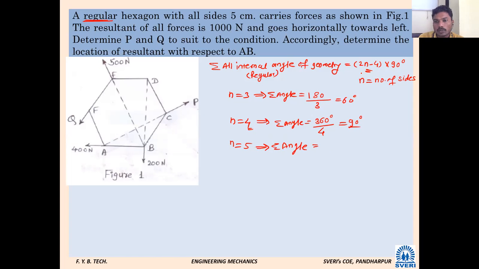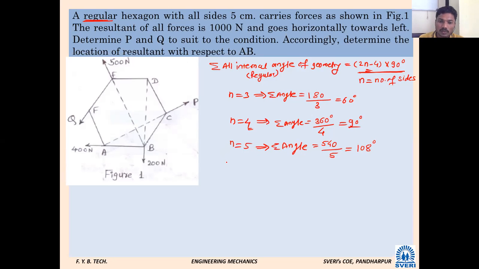N is equal to 5 in this formula here. If I put 2 into 5, how much? 10. 10 minus 4, 6. 6 into 90, 540. Divided by 5, because a pentagon has 5 sides. So what will be the internal angle? Each angle.